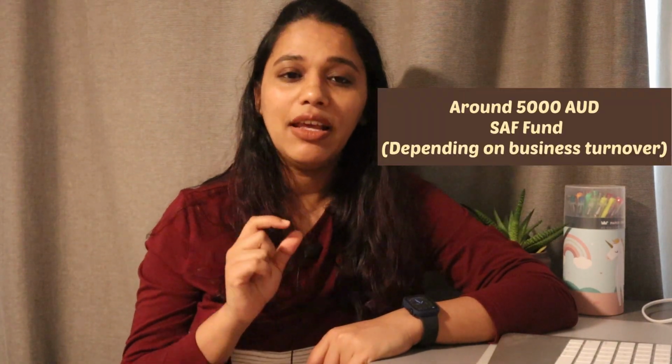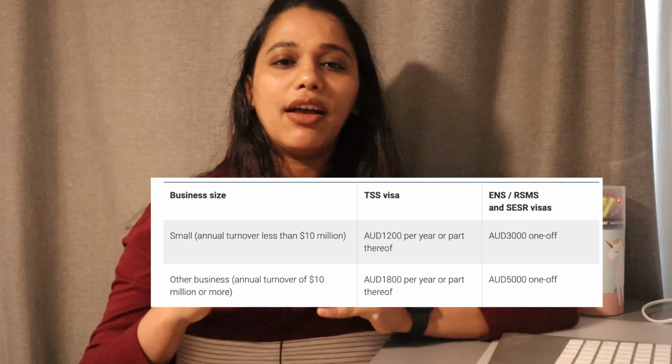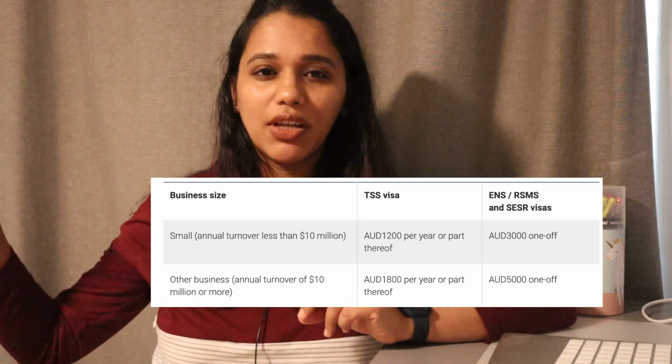So like I said, there could be an arrangement between your employer and you, but there is a fee that is paid by the employer fully. That's around 5,000 Australian dollars. That's called the SAF levy fund. So depending on the revenue of your company, if your company has a good enough revenue, they are supposed to pay a fee to the government. That's around 5,000 Australian dollars. Usually this fee is entirely paid by the company. In this there won't be any arrangement, but in all the other costs you could think about some kind of an arrangement with your employer.